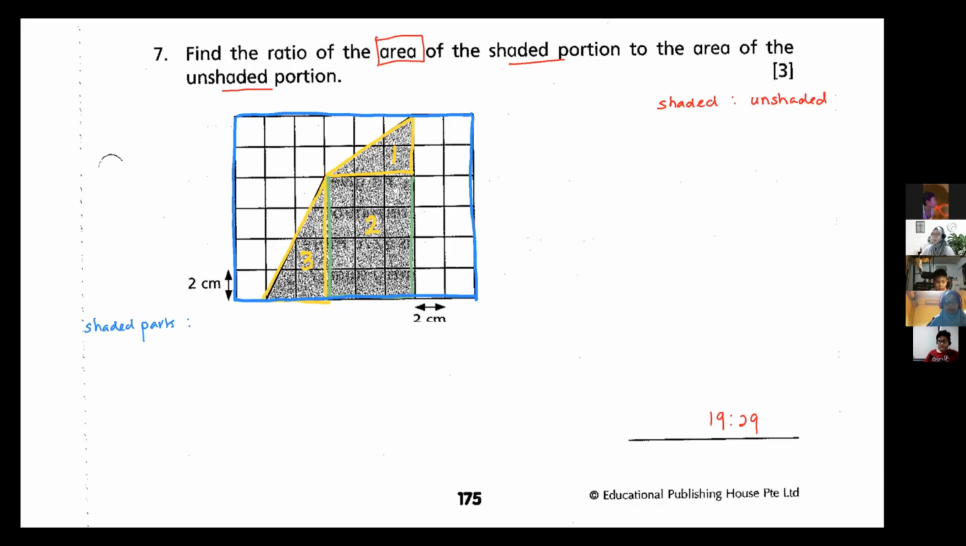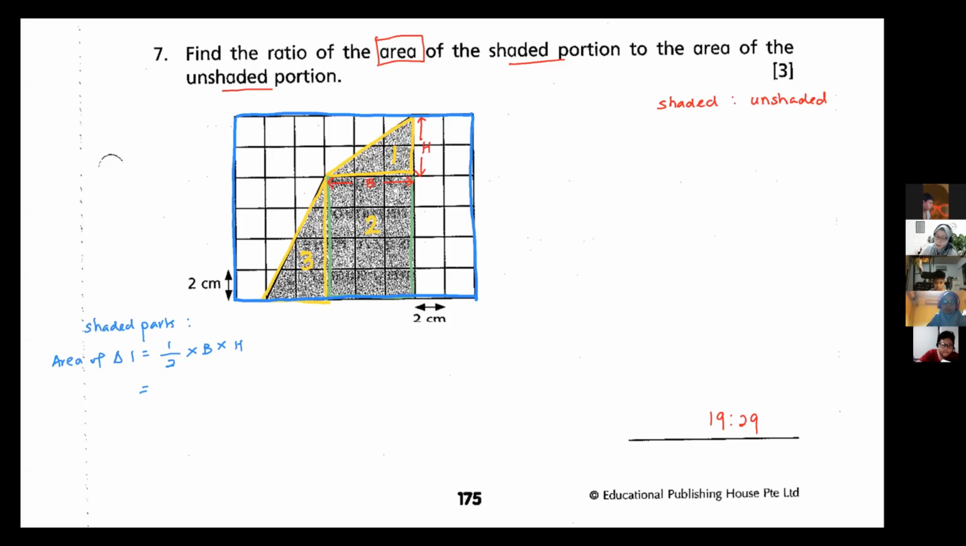For the shaded part, I have area of triangle 1, area of rectangle 2, area of triangle 3. Area of triangle 1 equals half times base times height. Let's look at triangle 1. What is the base? The base here is this much. Let's change color, I use red. This is the base. Where's the height? This is the height.